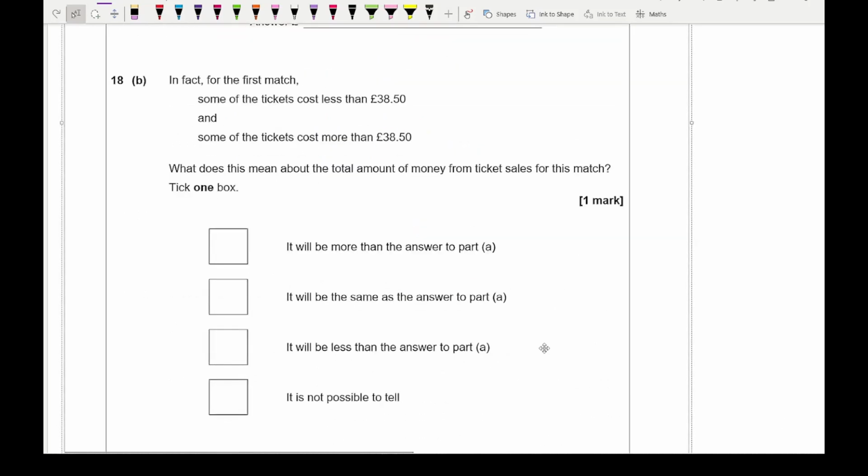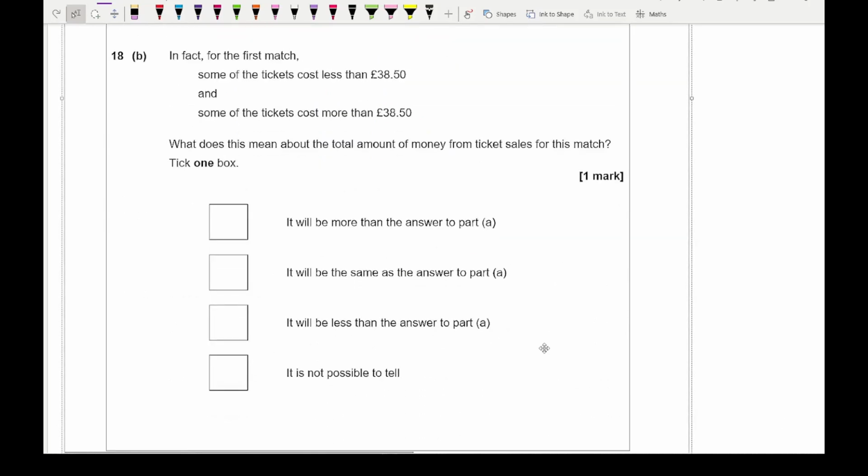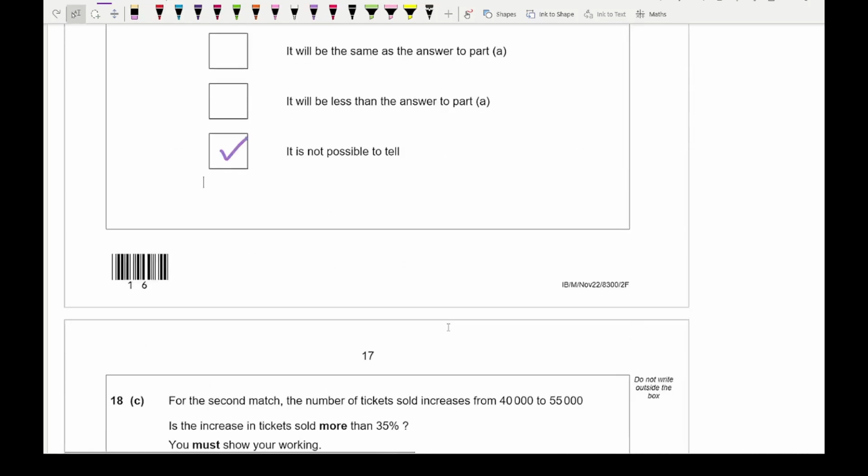Then for 18B, it says, in fact, for this match, some of the tickets cost less than £38.50 and some tickets cost more than £38.50. What does this mean about the total amount of money from the ticket sales for this match? And it says it will be more or the same or less, or is impossible to tell. The one that you want to tick is going to be impossible to tell. And the reason for that is because although tickets are more or less, you don't know how many, whether they've sold more tickets that were more than £38, in which case the total will be worth more, or they sold less. So it's really difficult to tell. So the one that you want to tick is the last option.